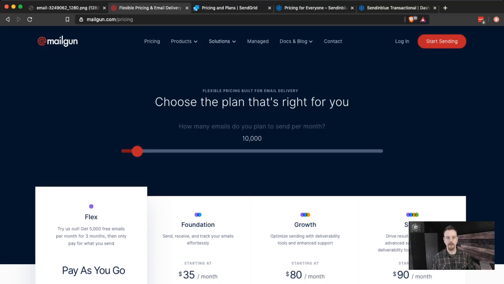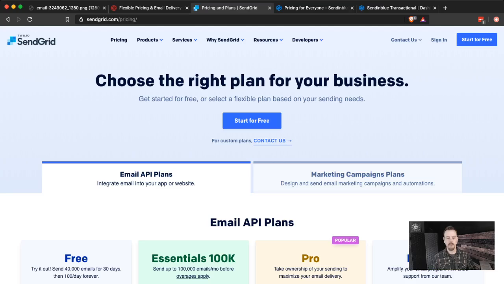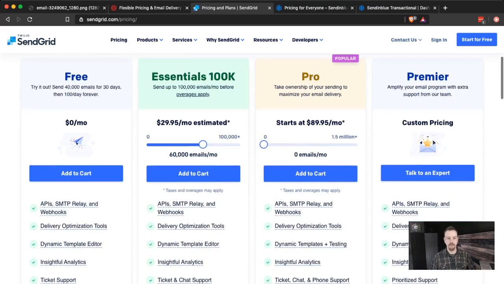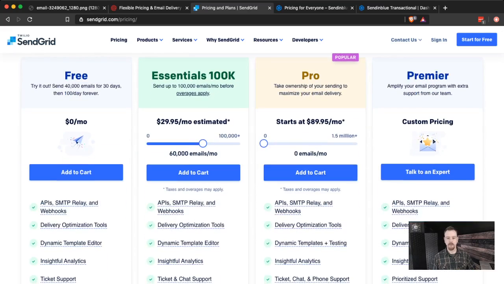All right, on to number two. Number two is SendGrid. SendGrid is another transactional email service, very popular, very widely used, worth checking out. You'll see they have plans that start from $0 all the way up to however many you want to put in here as far as the number of emails you plan to send out a month.